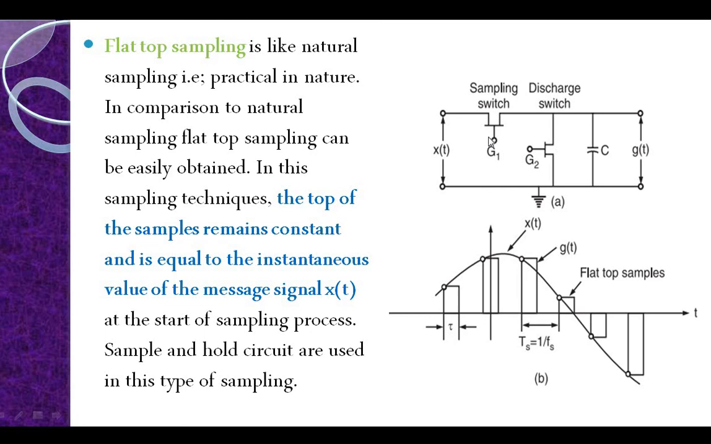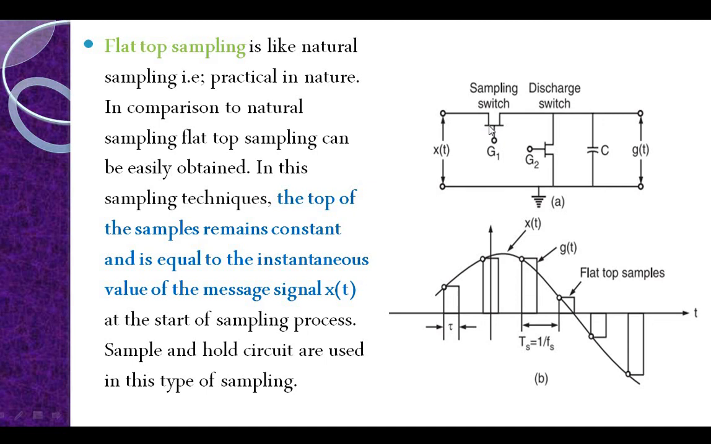After this complete pulse is completed, your sampling switch will automatically be on. Then your G2 will be off. Now the sampling switch is on and the discharge switch is closed. This is the discharge switch, right? It will be closed by a pulse applied at the gate G2. Now this discharge switch will be closed, and G1 will be in the on condition, so the sampling switch will be on.